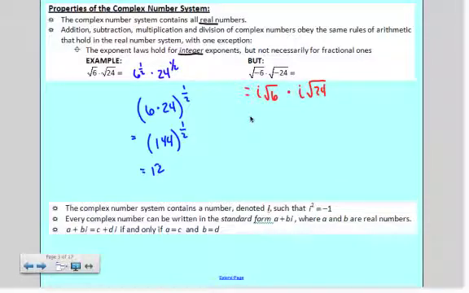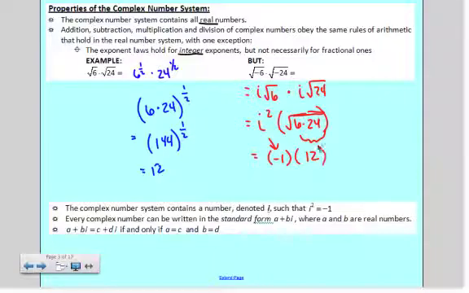Now, let's look at what we have here. We have an i times an i on the outside, which is i squared. And under the radical, we have 6 times 24, which we know, of course, from the last problem, the square root of that is going to give us 12. And i squared is negative 1. Notice once again our beautiful parentheses that we like to use. And so the answer here is negative 12.